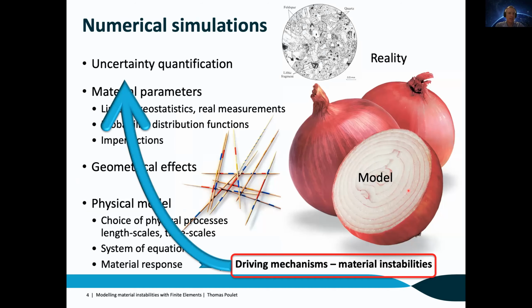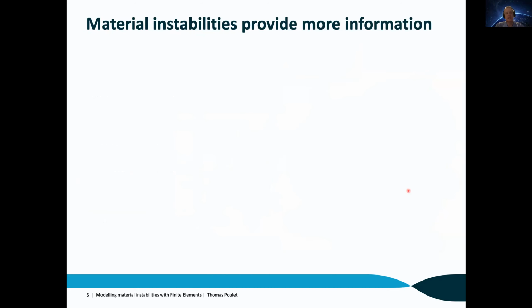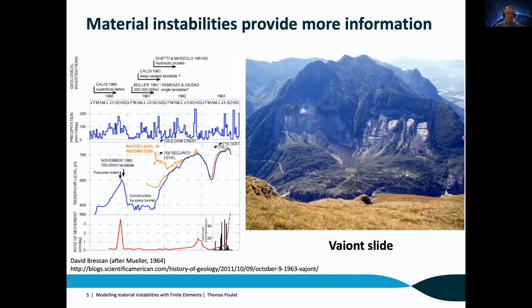So in that quest, let's see why it is important to look at those material instabilities. And it's basically because of the extra information it can bring. It's sometimes too easy to jump to a conclusion thinking we do understand the physics enough, let's go straight to running plenty of simulations. And this example is here to explain to you why that could be a problem. So this is a picture from the Vian slide.